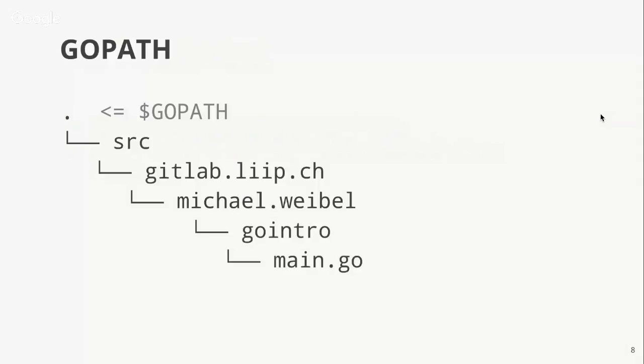The same way you structure your code, the same way you do packages or import packages, the same way you should also structure the folder structure of your Go code. So for example, if I create a repository within the domain gitlab.liip.ch under the path michaelweibel/gointro, then you should also create the Go files in that kind of directory structure. The same way you will also import third-party dependencies. For example, if you rely on a GitHub dependency, you import it also using the full import path. Then the GOPATH will also contain a bin folder. That's where go install creates the binaries.